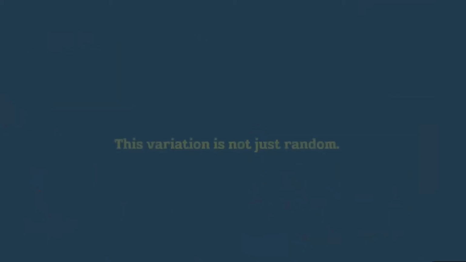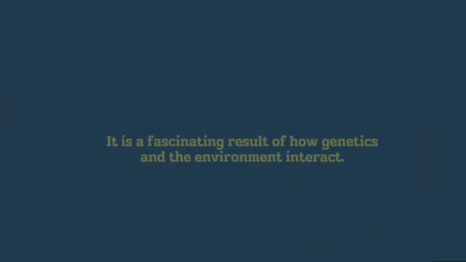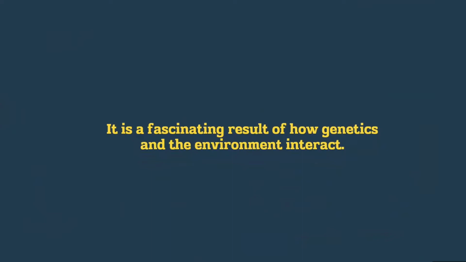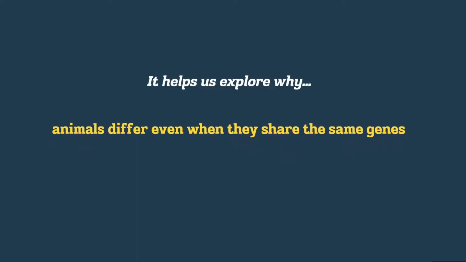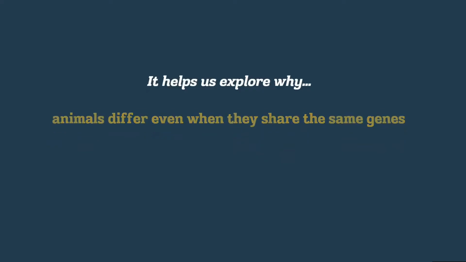And this variation is not just random. It's a fascinating result of how genetics and the environment interact. And understanding why these differences occur is what makes quantitative genetics so interesting and essential in animal breeding. It helps us explore why animals differ even when they share the same genes, and how we can use that knowledge to improve traits like growth rate, milk production, egg production, litter size, and overall performance.